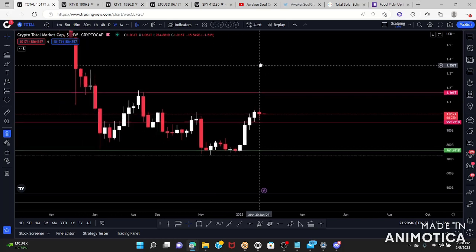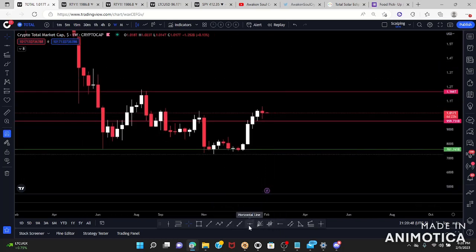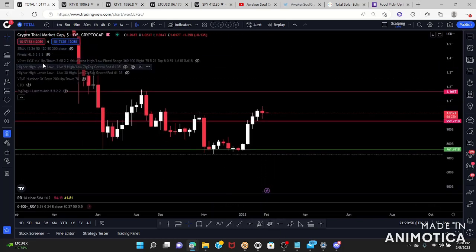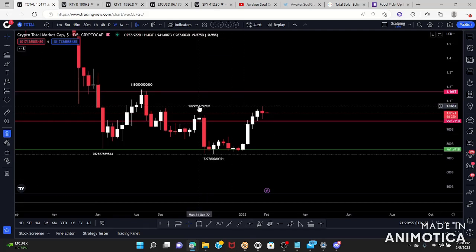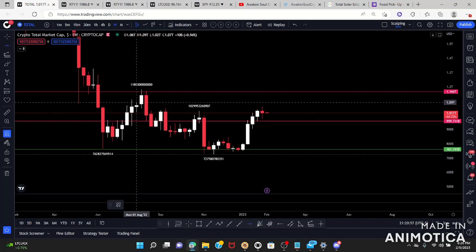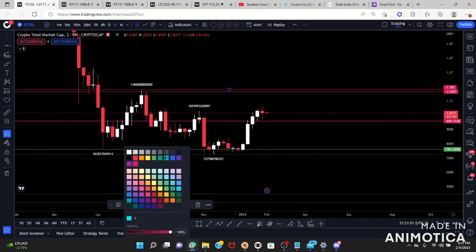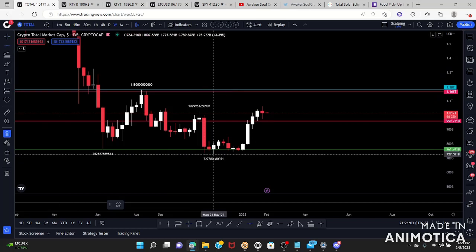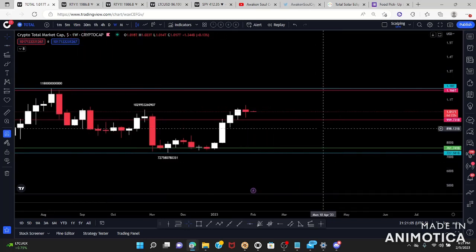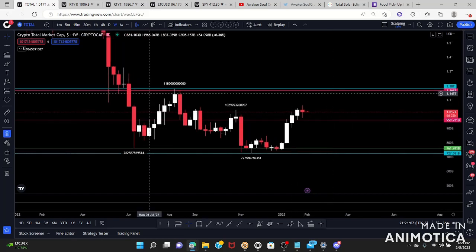So now that I'm in my weekly, I'm gonna set my weekly support and resistance using my pivot highs and lows. So this was my previous resistance here. I'm gonna turn it blue. This is my support. And just looking at price action, okay?